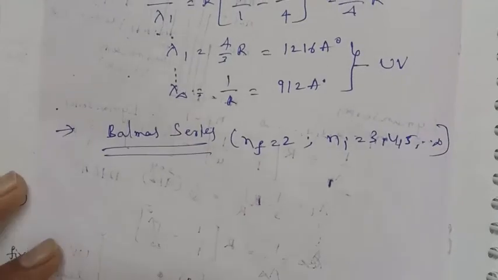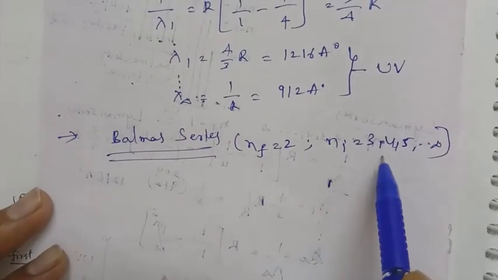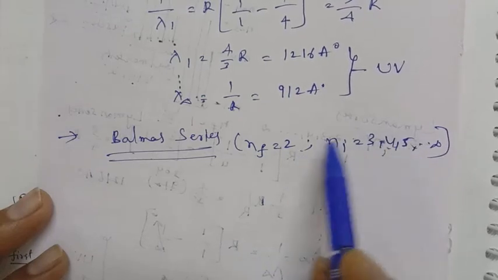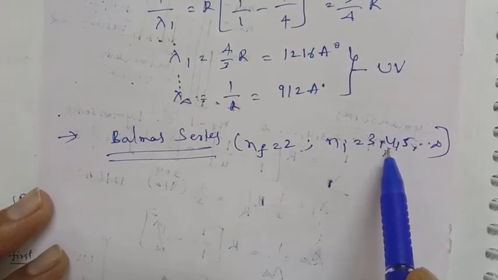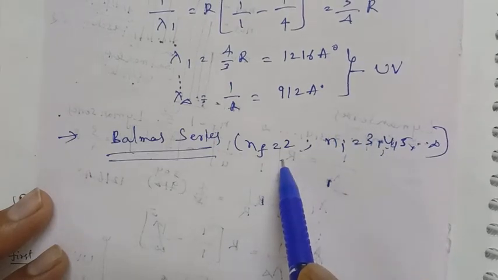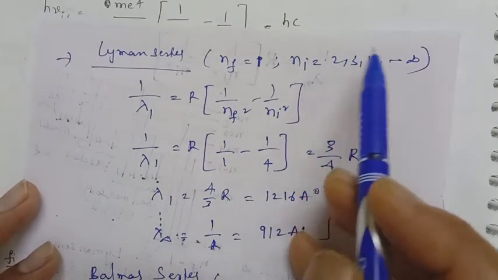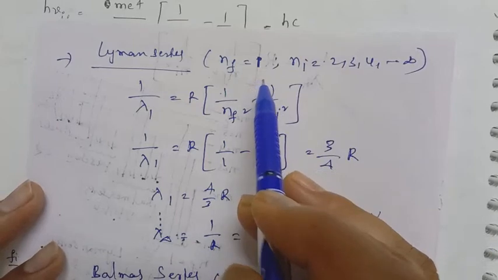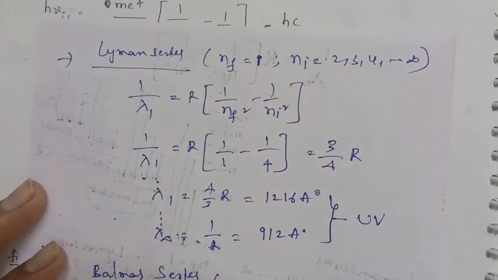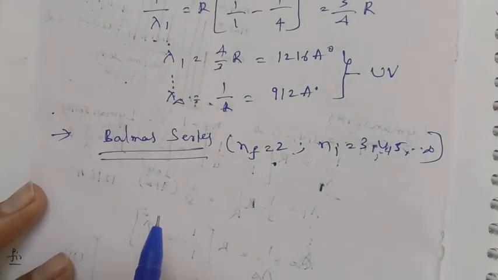Now we will explain the Balmer series. The transitions come from 3 to 2, or 4 to 2, or 5 to 2. All are transitions from an excited state to the second state. That series is called the Balmer series. All the transitions made from an excited state to the first, ground state, that series is called the Lyman series. So this Lyman series exists in the UV region and the Balmer series exists in the visible region.